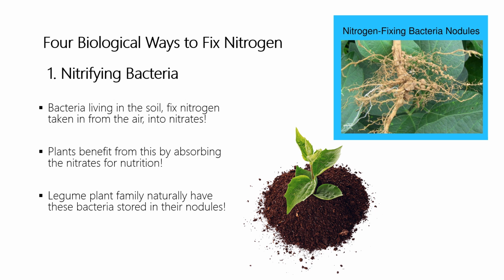So how do plants benefit from this? Well, they benefit, of course, by absorbing it and taking it in for nutrition. This is how the plants get nice and strong and grow to be lovely plants and trees. The legume family naturally have these bacteria stored in their nodules. The picture here I included is the roots of a legume plant, where you can see there are little nodules where those bacteria are living. They naturally have them there that help fix the nitrogen.